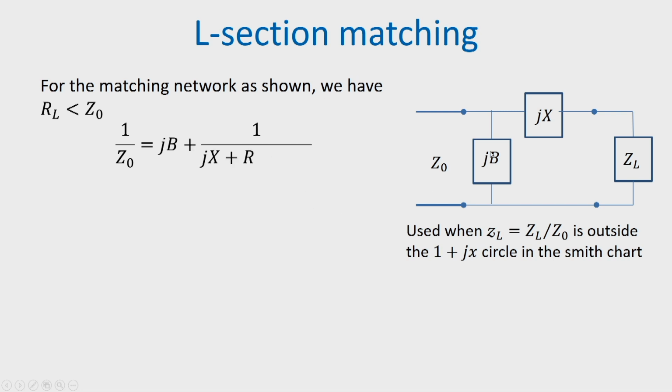As before, we need to find out the impedance or admittance looking at this point and equate. It is easier to work with admittance here. So, 1 by Z naught becomes equal to jB plus 1 by jX plus R L plus jX L, and therefore, we can write 1 by Z naught is equal to jB plus 1 by R L plus j(X plus X L).